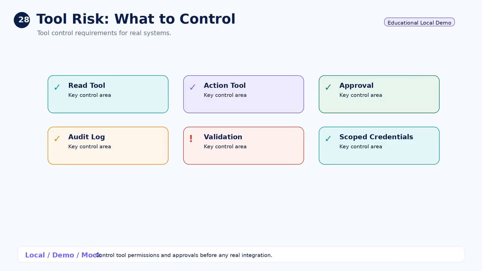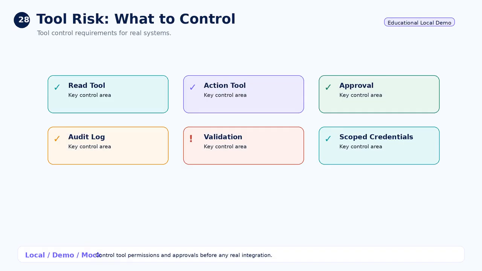That idea leads directly to tool risk, what to control. Tools are where agents become powerful. They are also where risk increases. Read tools are usually safer than write tools. Action tools need approval gates and audit logs. Tool input should be validated on the server. Credentials should be scoped and limited. Production tools need monitoring and safe failure handling.